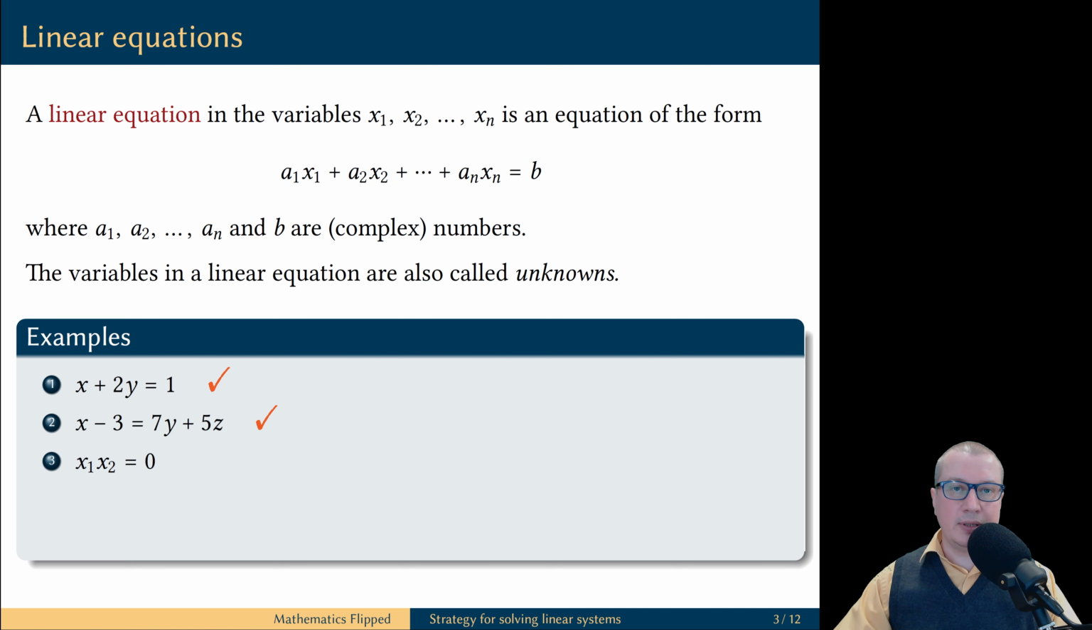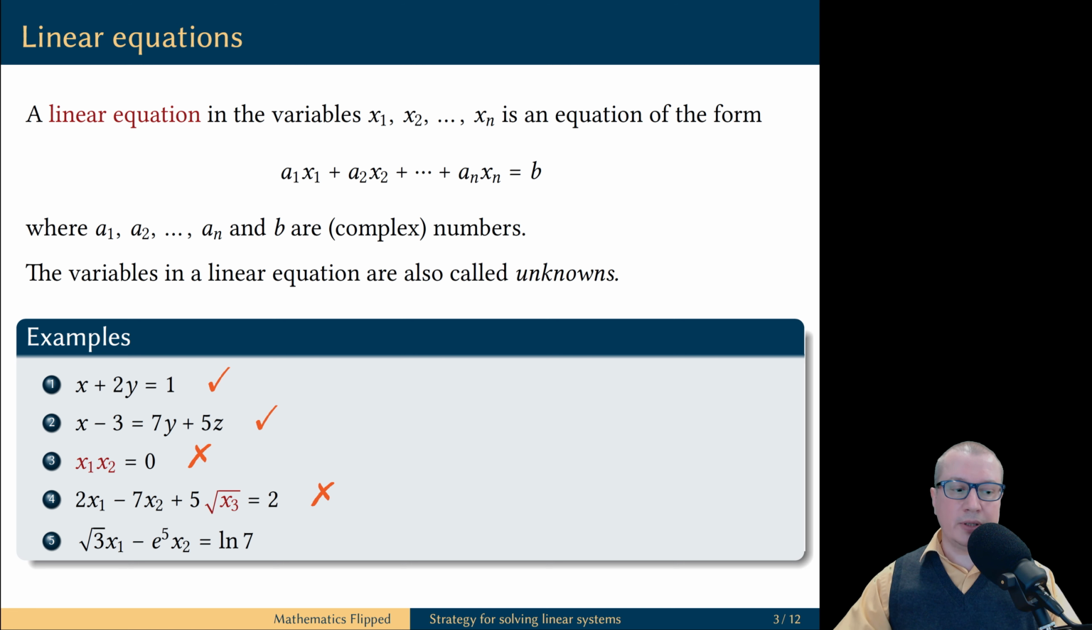The next example, this is not a linear equation because we multiply 2 variables to each other. This is not allowed, and therefore this is not a linear equation. In this example, this is also not a linear equation, because even though we multiply each variable by a number and add up the results, we take the square root of x3. This is not allowed, so this is not a linear equation.